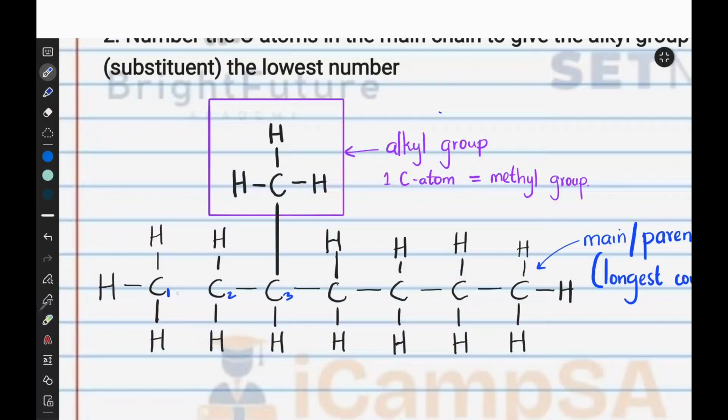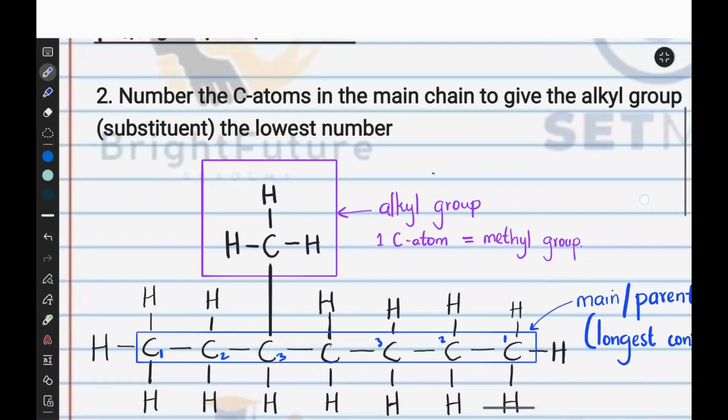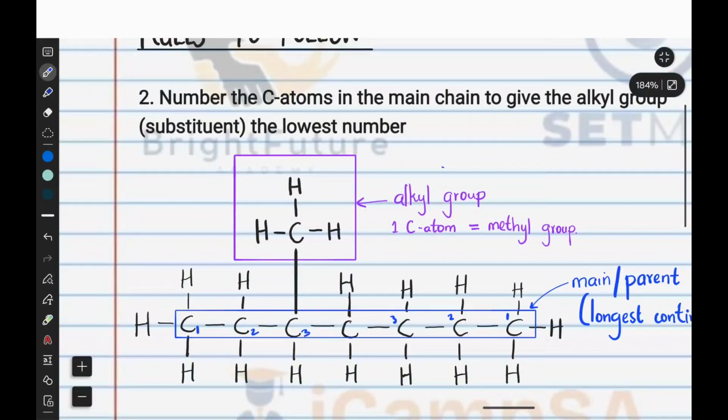You can either start from left going to right, or you can start from right going to the left. What that means is I could have started here and said 1, 2, 3, and so on. But I started to the left in this case. So how do you decide where to start? This is what this rule is saying. You decide based on where is the alkyl group located.